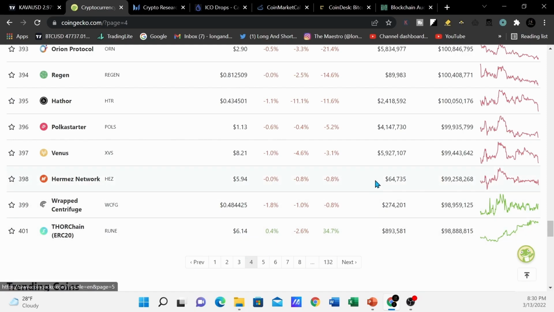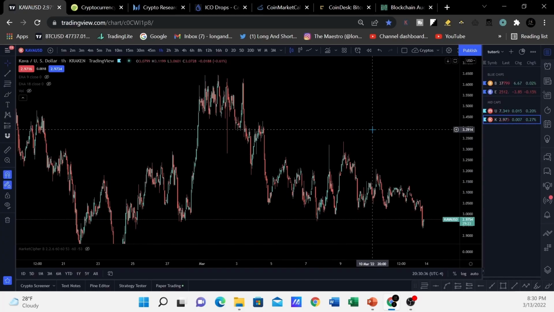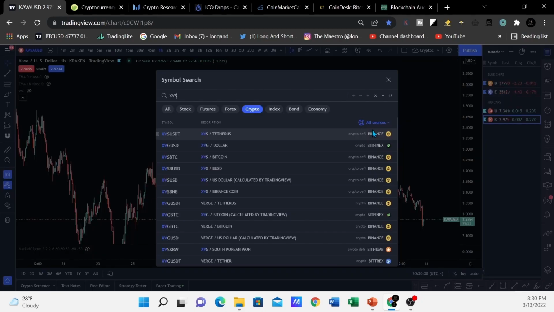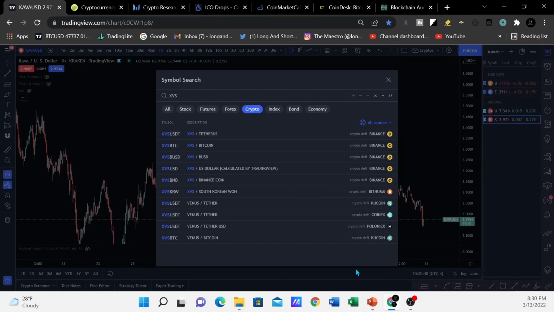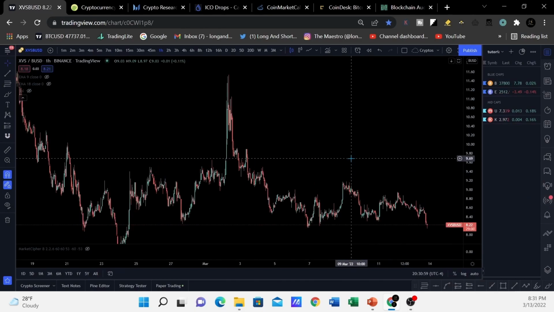So let's say, for example, we see Venus, XVS. We'll come back to our chart. We'll type it in, XVS. Now, the smaller the cap, usually the fewer exchanges you'll find it on. So sometimes you may find it very hard to get on an exchange that actually offers these types of coins. But we lucked up. We're on Binance. Let's do Binance USD versus XVS.